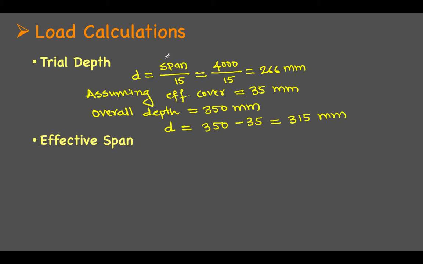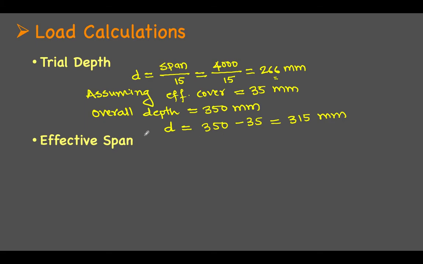See, just by the basic assumption we got 266 mm. If we consider this as 35 or even 45, the overall depth will come as 300 mm. But we are not considering it as 300 mm, we are slightly increasing it. This is for what should be the minimum value. So slightly we have increased it to 350 mm, and we get this effective depth as 315 mm.